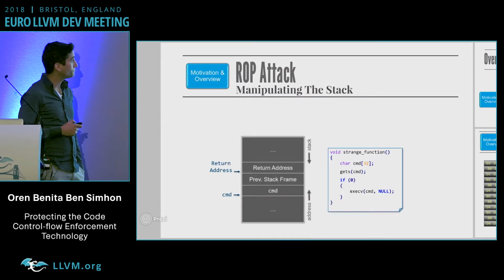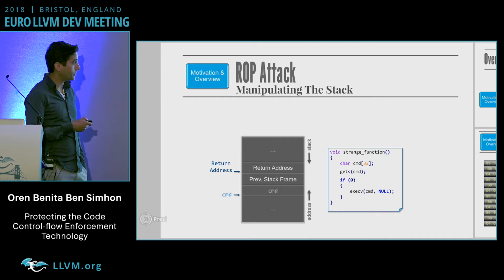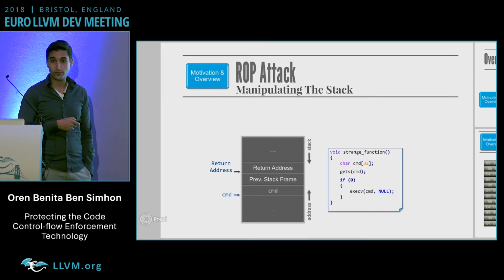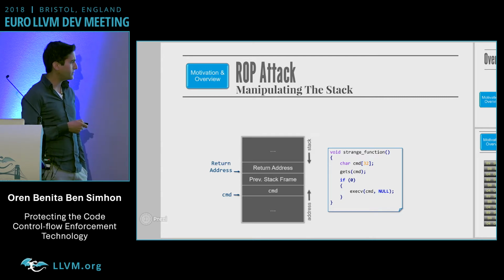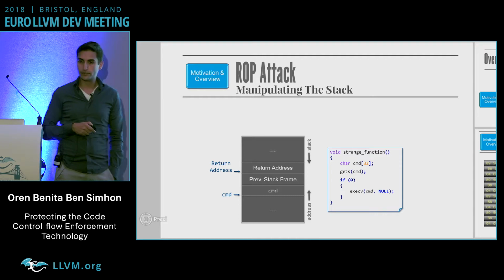So, ROP attack. Let's start from this example. We have here a very strange function. It has a local variable called CMD, of size 32 bytes. We are using here a C library function called gets. This gets function is not a safe function, and as you can see, there's no boundary check here. And then there is this funky if statement that probably will never execute this instruction, right? Well, I'm going to show you how it is going to be executed.